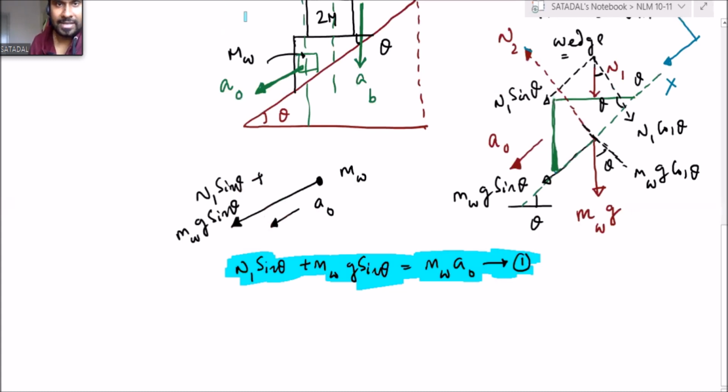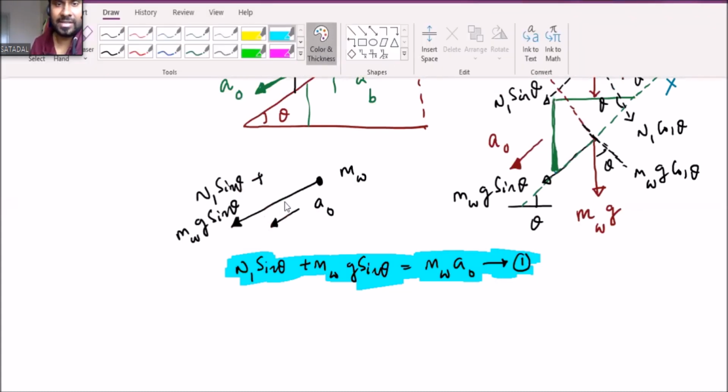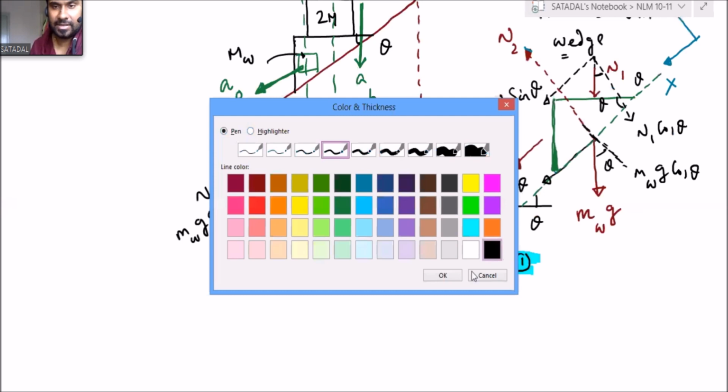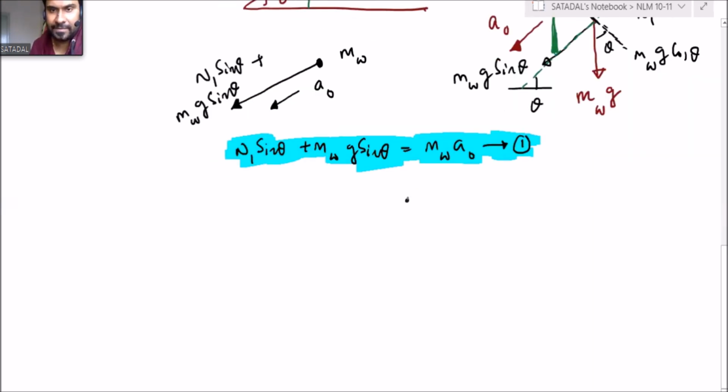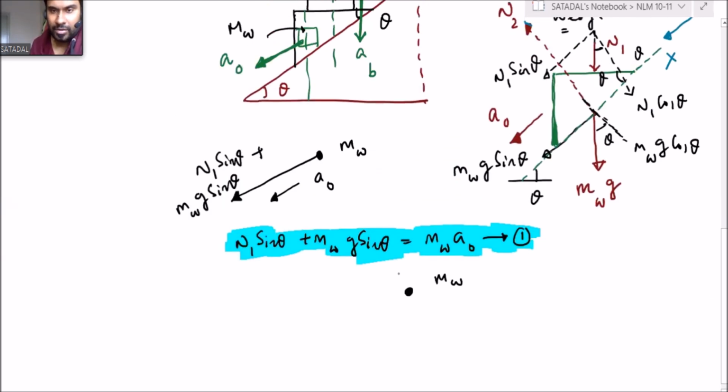Now, let us come to the other direction. What is the direction? Perpendicular to the wedge surface. So if I go perpendicular to the wedge surface, what is the situation we are getting? This is MW. One force we have in that direction, that is N2.